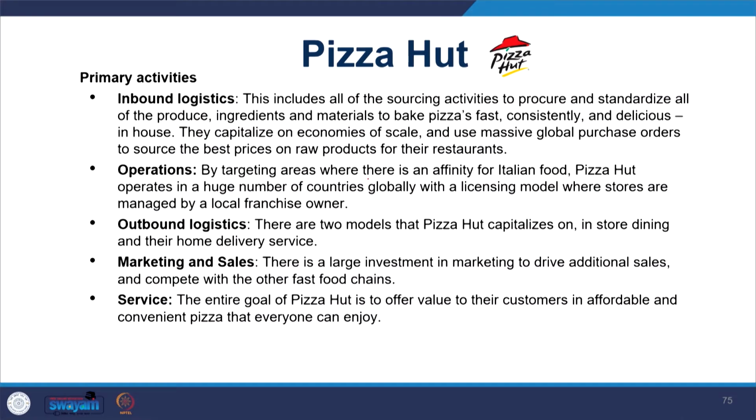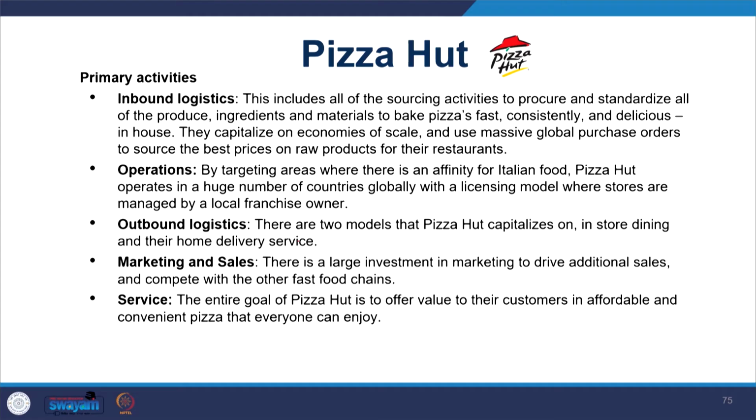So Pizza Hut, in order to provide products at a fast pace, standardizes all the products and tries to manage their inventory in such a way that there is never a shortage of the items. Okay. Now, in terms of operations, by targeting areas where there is an affinity for, let us say, Italian food, Pizza Hut operates in a large number of countries. So Pizza Hut today is a very popular brand across the world. I am in India, and mostly people in India will know what Pizza Hut is. The operations are managed again by the franchisee model, and the company keeps control over the quality, right.